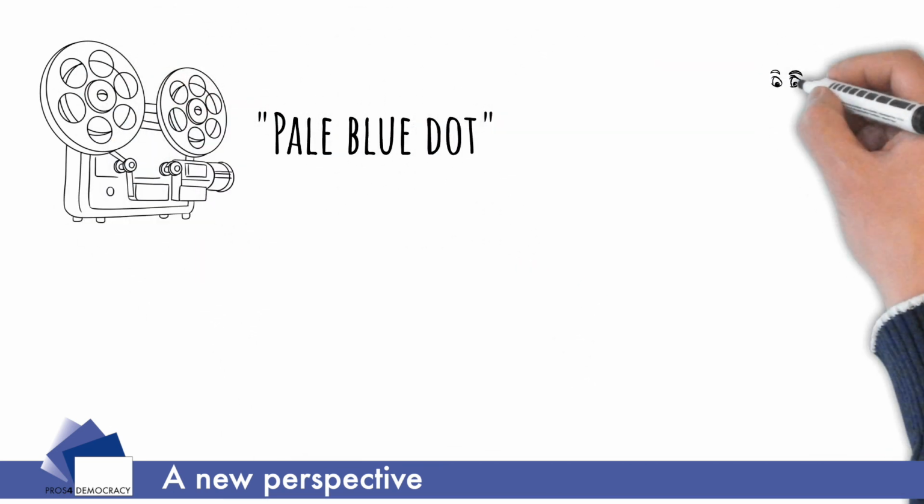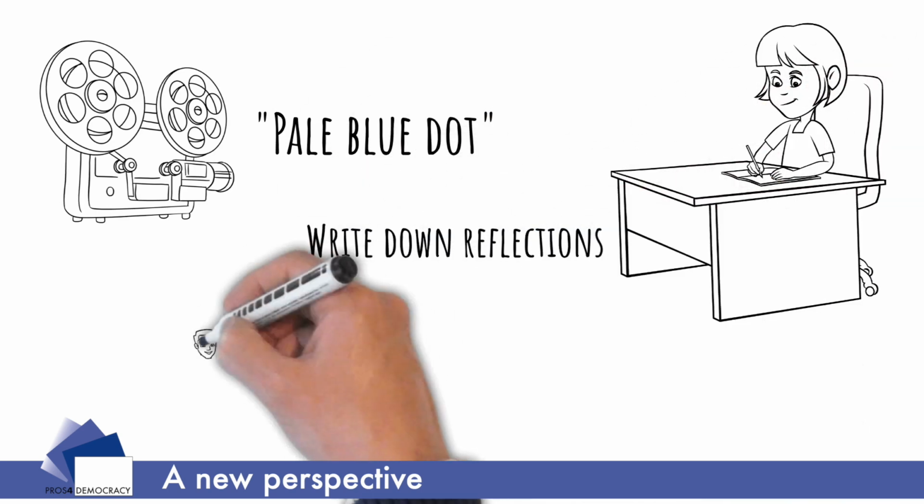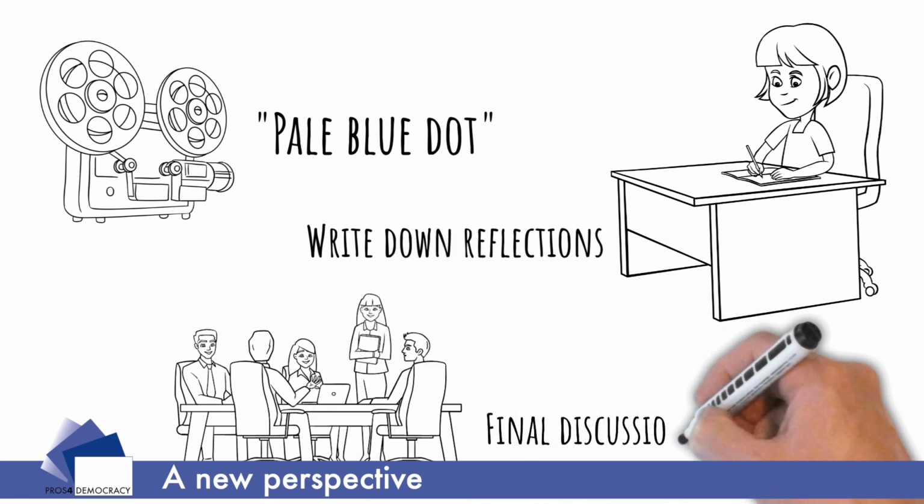Ask the students to reflect on the perspective presented by the pale blue dot photo, and to write their reflections down. Hold a final discussion with the whole class about their reflections.